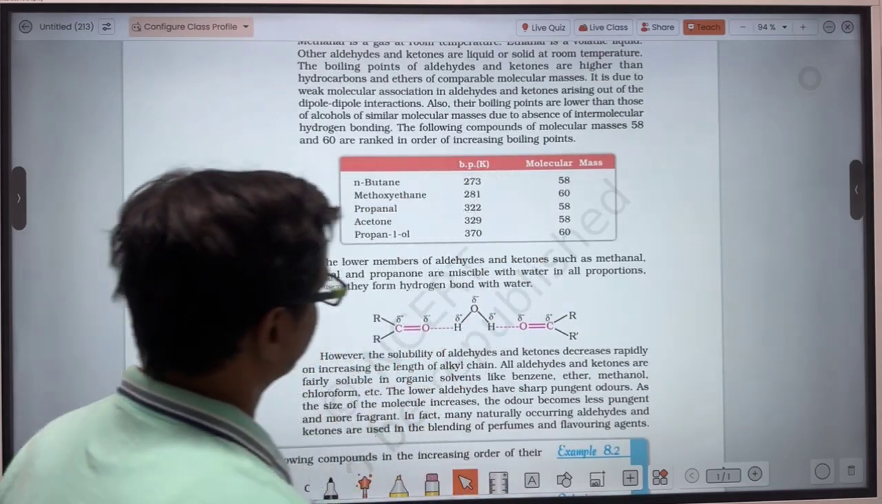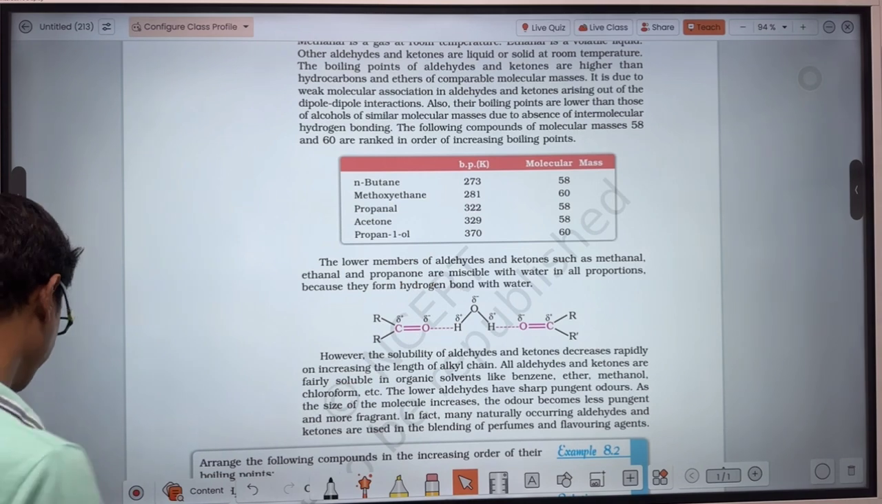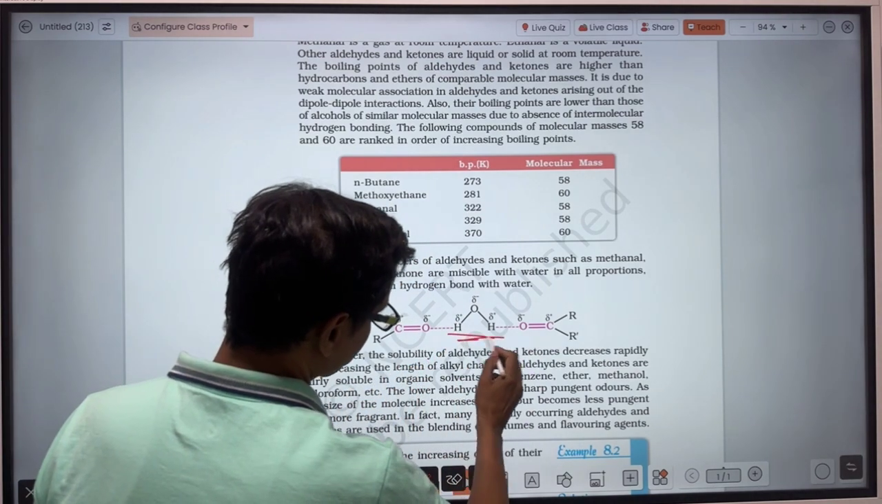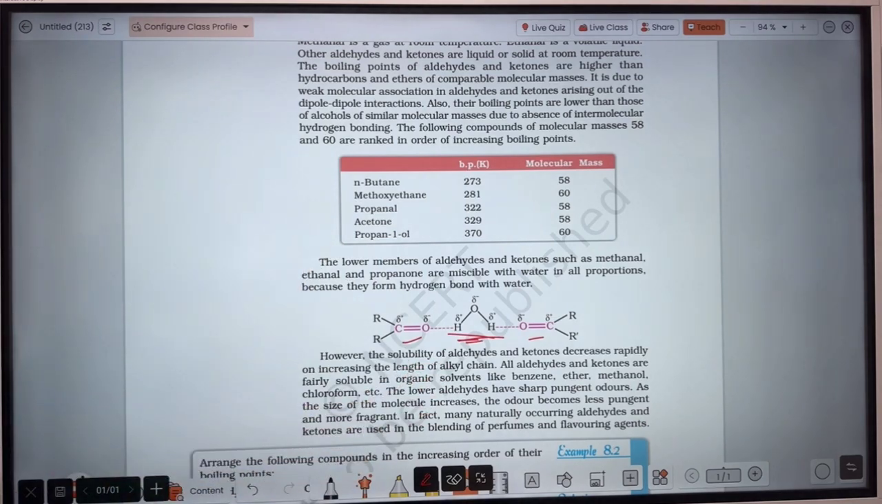No need to mug up the molecular mass and boiling point values. Here it has been shown why that will be miscible in water. Water molecules can form hydrogen bonds here, that's why that is miscible in water.